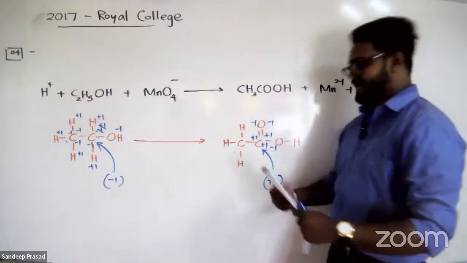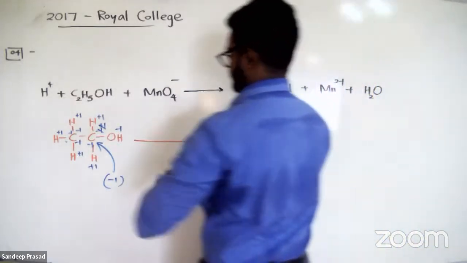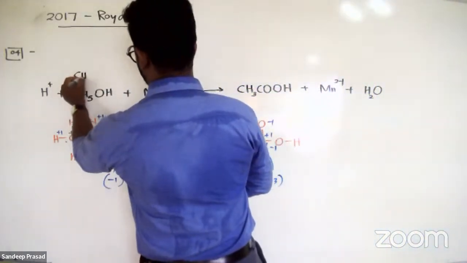Right? You have to see that actually. Remember, ethanol can be written as CH3CH2OH.